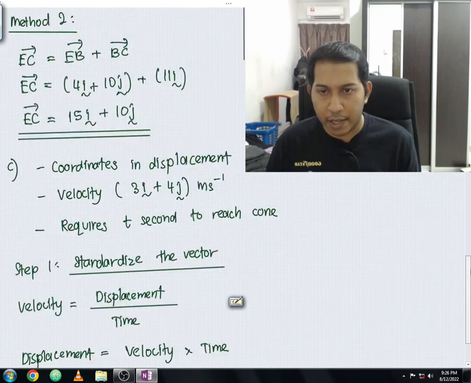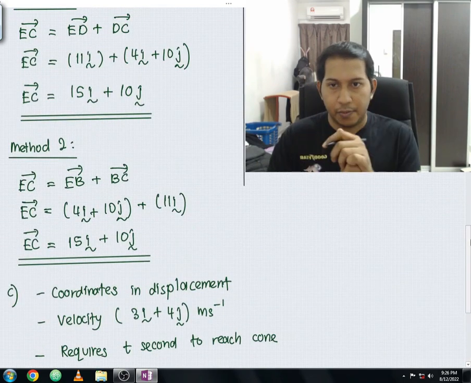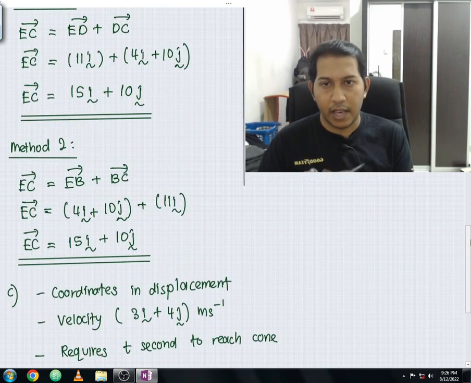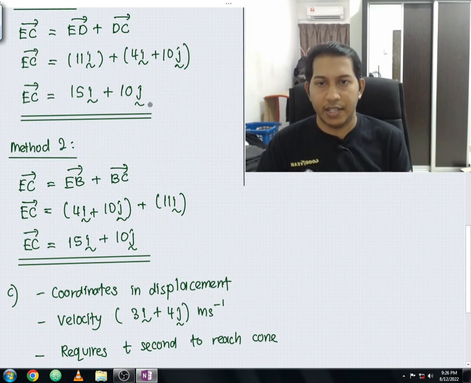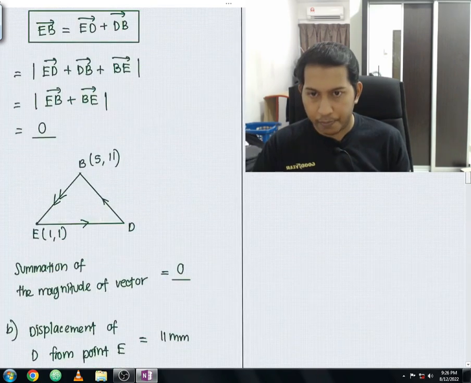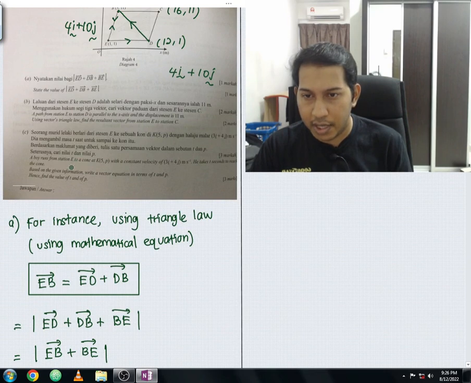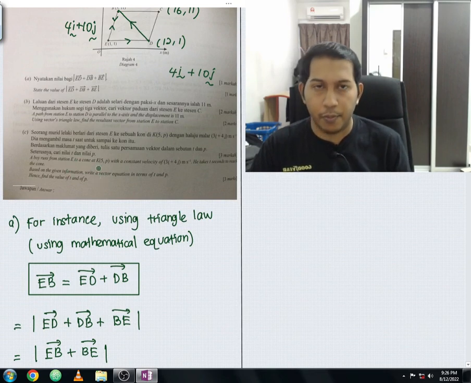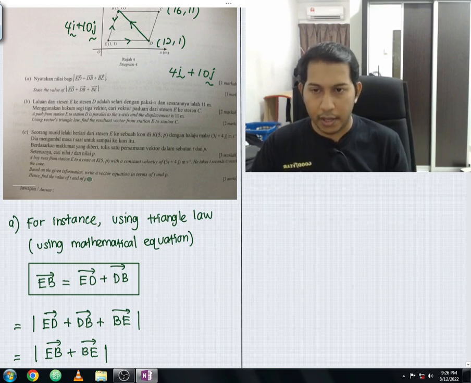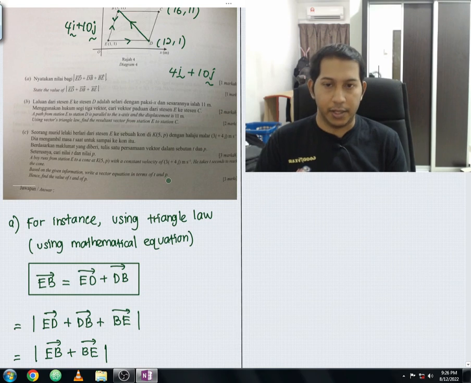So for this question we are going to use the matrix form in order to solve the vector. There are two methods: one, you can use the ij form, another one you can use the matrix form. So we are using the matrix form in this case. The question already gave us that the boy runs from station E to a particular coordinate, point K, with a constant velocity.